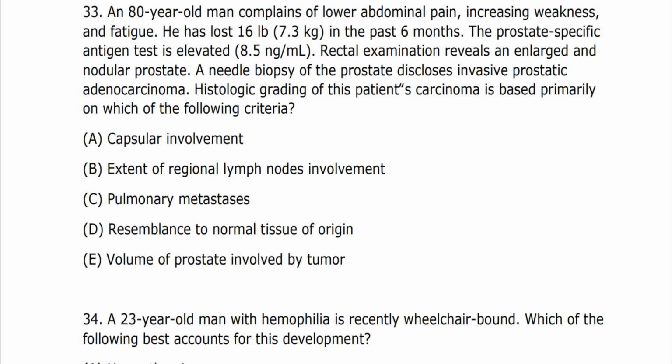So the simple question is, prostate cancer grading is based on what criteria? The grading system used is the Gleason score. Okay, let's see. Yeah, I hope that's it, Gleason score. And basically it takes 2 scores, and those 2 scores are the most prevalent histological types, graded according to how far or near they are to the original prostate tissue. So that will be resemblance to normal tissue of origin.